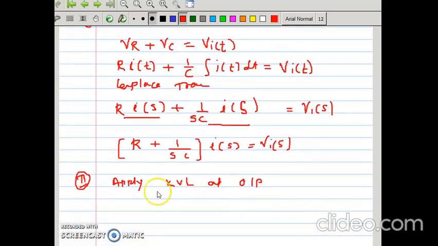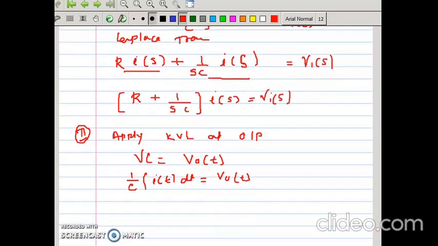So let's take the output loop. Only one component is there, that is C. So VC is equal to VO of t, right? What is VC? VC is nothing but 1 upon C integration of I of t dt is equal to VO of t. Taking Laplace on both sides, we get 1 upon SC I of S, because as we know Laplace of integration is 1 upon S, is equal to VO of S.